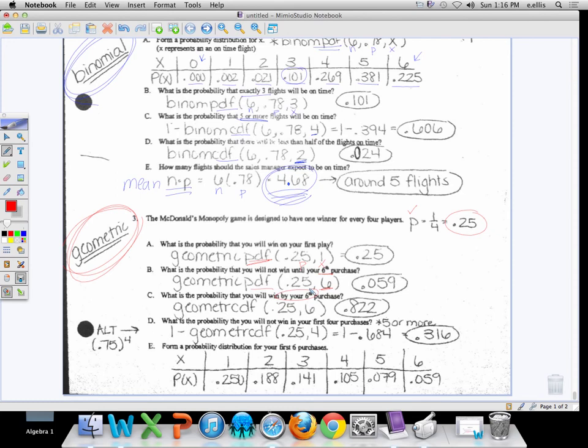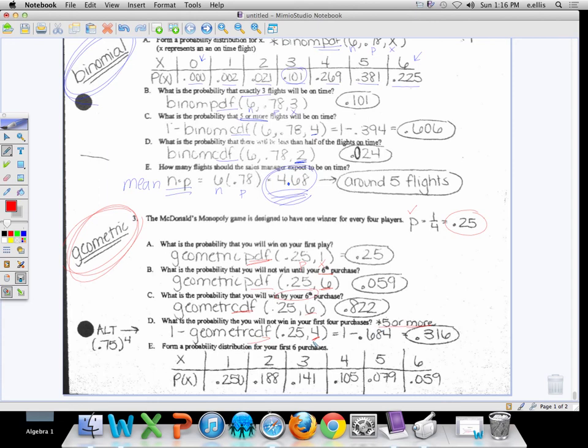Everything kind of, it's 6 or fewer. So we switch to CDF with the 6, and you get 0.822. D, what is the probability that you will not win in your first 4 purchases? That means it's probably happening in 5 or more. So you can do 1 minus the geometric CDF of 4 or less, which gets you 0.316.